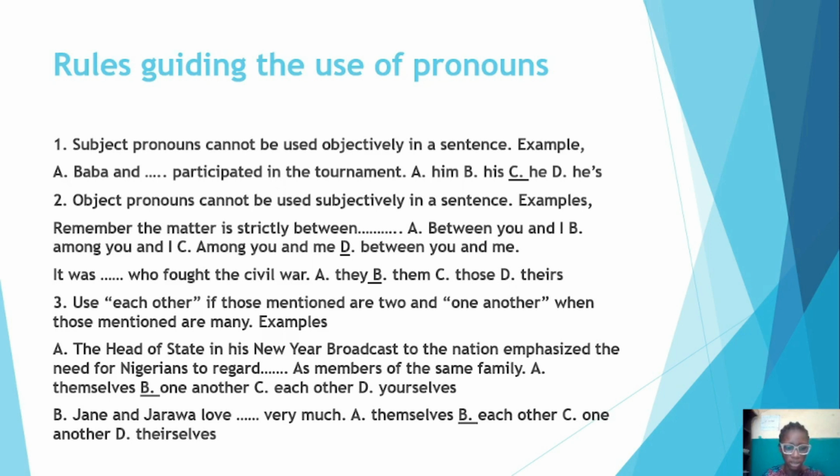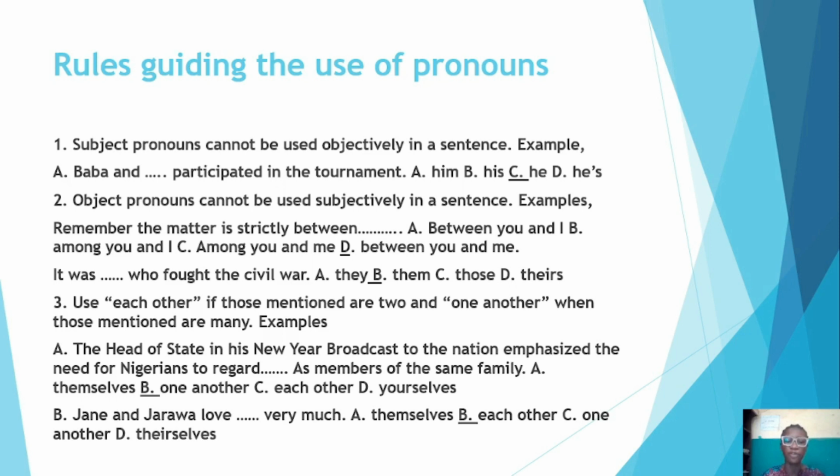Let's look at example B. Jane and Jarawa love Dash very much. A, themselves. B, each other. C, one another. D, theirselves. Meanwhile, there's nothing like theirselves in the English language. So the correct option here is option B. Jane and Jarawa love each other. We're referring to two people.